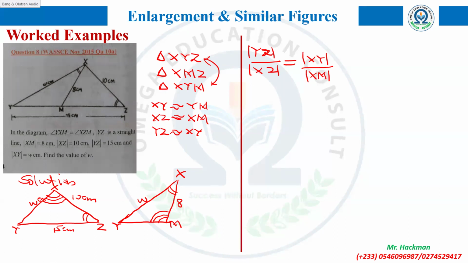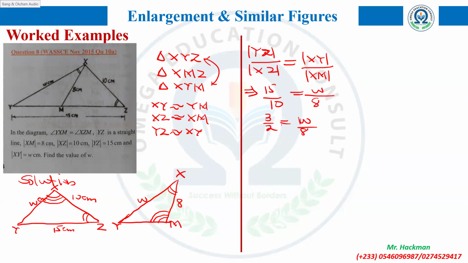Are you all with me? In this case, I can now write that this implies that the length of YZ, which I know is 15, over the length of XZ, which is 10, should be equal to the length of XY, which is W, what I'm looking for, over the length of XM, and XM is 8. You just go and solve. As simple as that. We know the side can be simplified, and that will give us 3 on 2 is equal to W on 8.